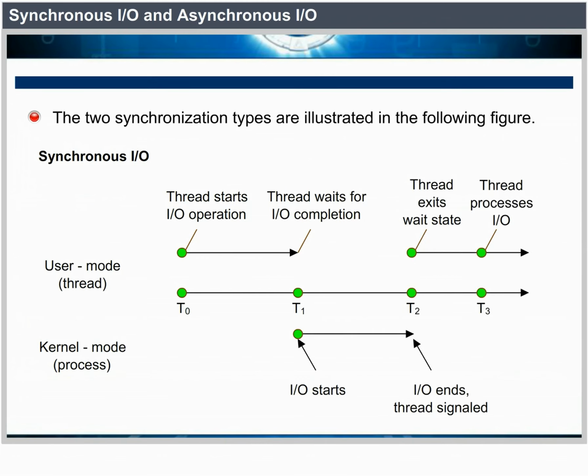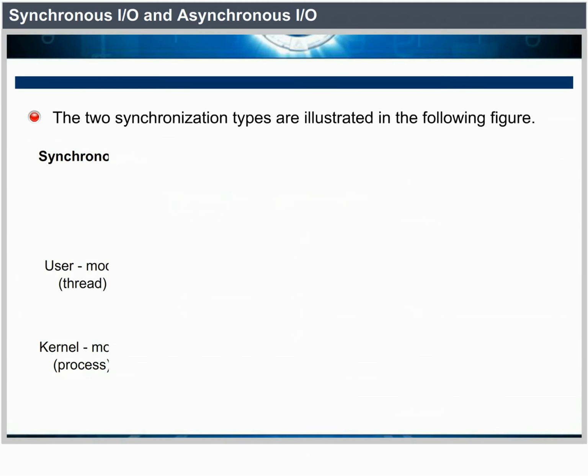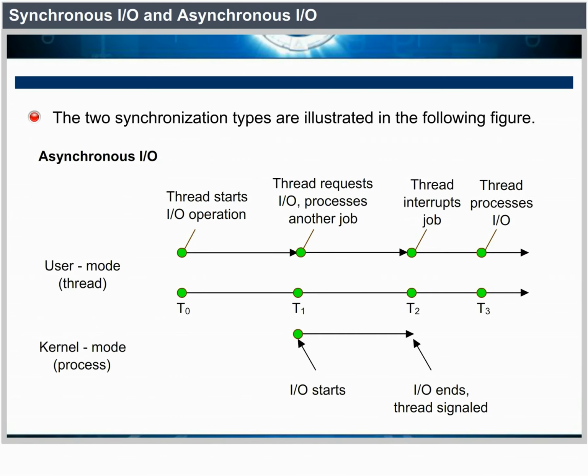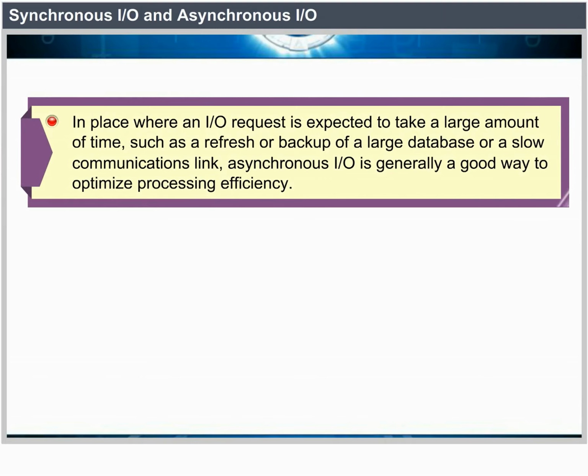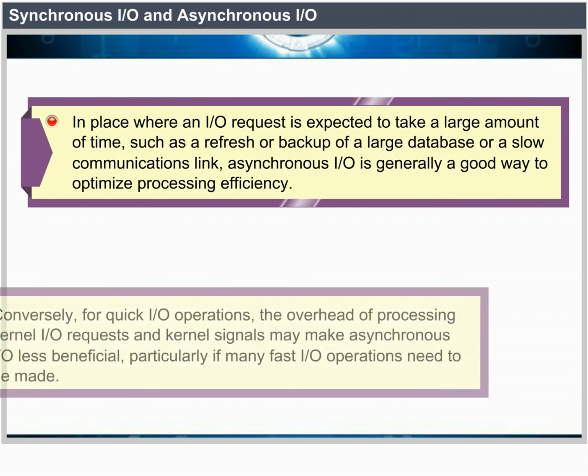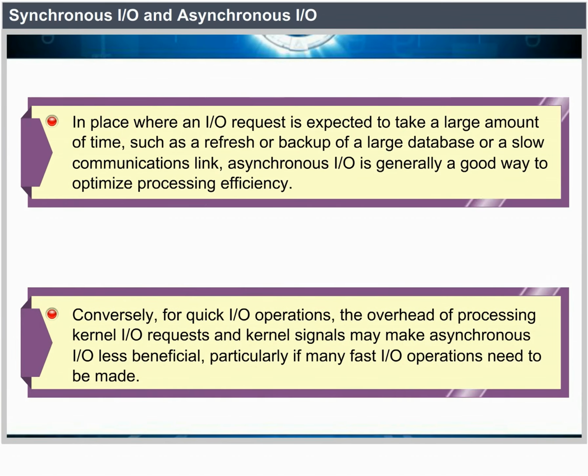In situations where an input-output request is expected to take a large amount of time, such as a refresh or backup of a large database or a slow communications link, asynchronous input-output is generally a good way to optimize processing efficiency. However, for relatively fast input-output operations, the overhead of processing kernel input-output requests and kernel signals may make asynchronous input-output less beneficial, particularly if many fast input-output operations need to be made. In this case, synchronous input-output would be better.